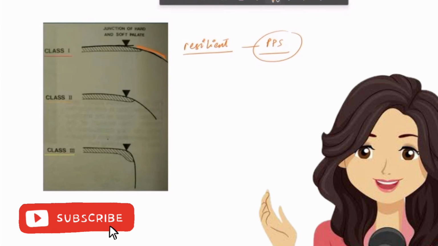Now there are three classes of PPS. If this junction between hard and soft palate is at an angle of 10 degrees, that means the soft palate is relatively horizontal, and you get a wider area for compressing, or rather the correct word is damping. So that is the most favorable kind of hard palate soft palate junction, or the most favorable PPS that is available. If this is at an angle of 45 degrees, it is an intermediate level between class 1 and class 3. You get an average area for damping and for retention.